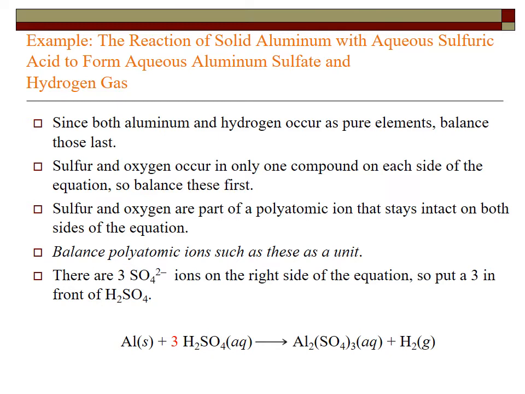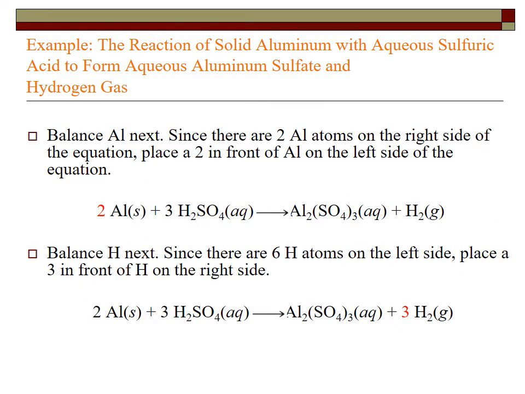And of course, there are 3 sulfate ions on the right side of the equation, so we put a 3 in front of the H2SO4 to give us 3 sulfates on the left-hand side of the equation. The next step is to balance the aluminum. Since there are 2 aluminum atoms on the right-hand side of the equation, we place a 2 in front of the aluminum on the left-hand side of the equation. Okay, so I'm going to put that 2 out there. See the red 2?